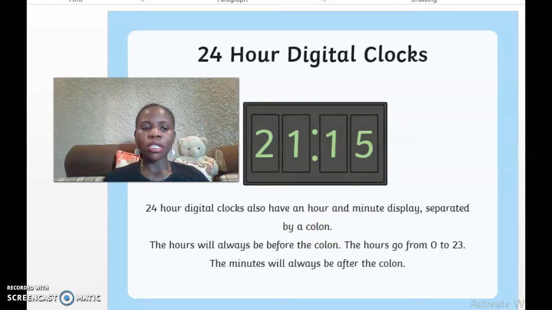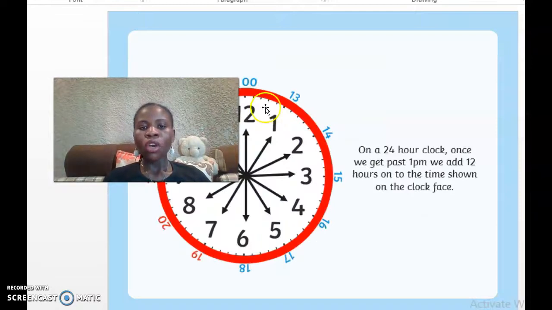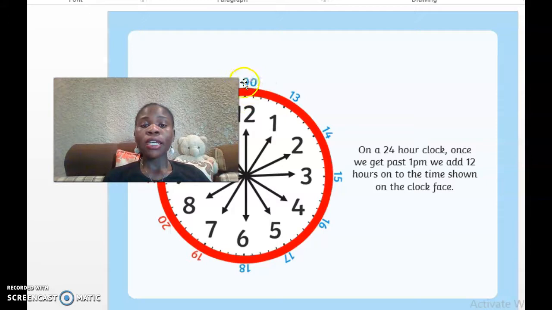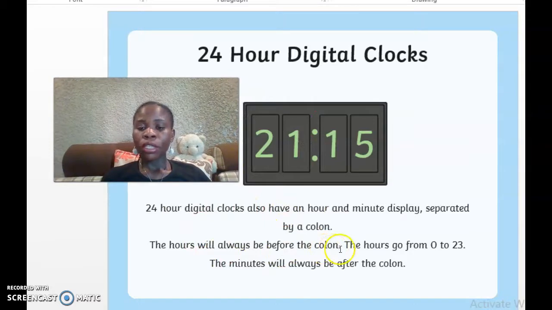Let's check, as we had seen in this other one here. So when it reaches 24, you'll probably see the 0. It doesn't have to be 24. It will be written 0, 0. So let's go back and check. The hours will always be before the colon. The hours go from 0 to 23. The minutes will always be after the colon. That is a 24-hour digital clock.